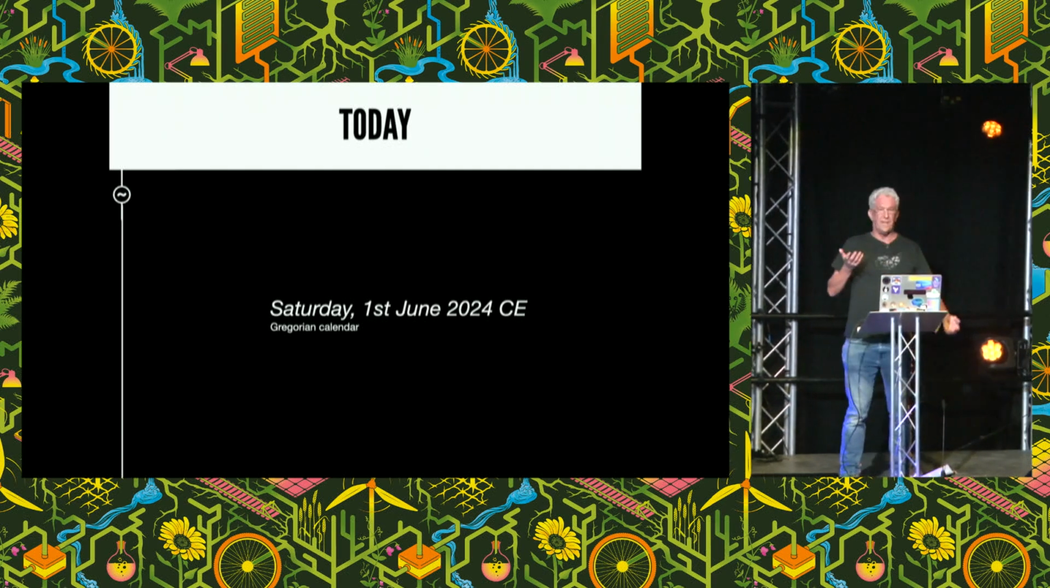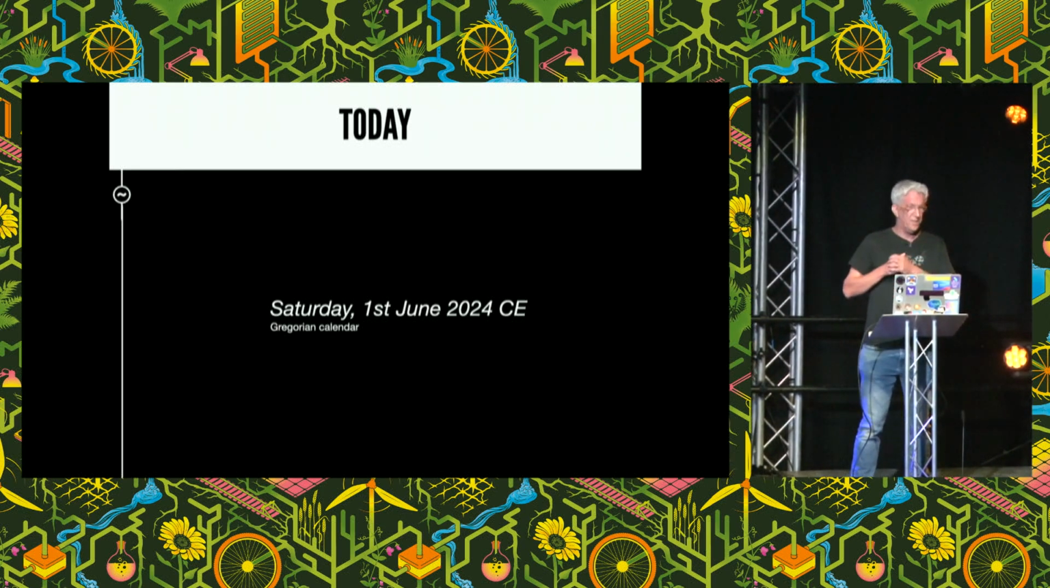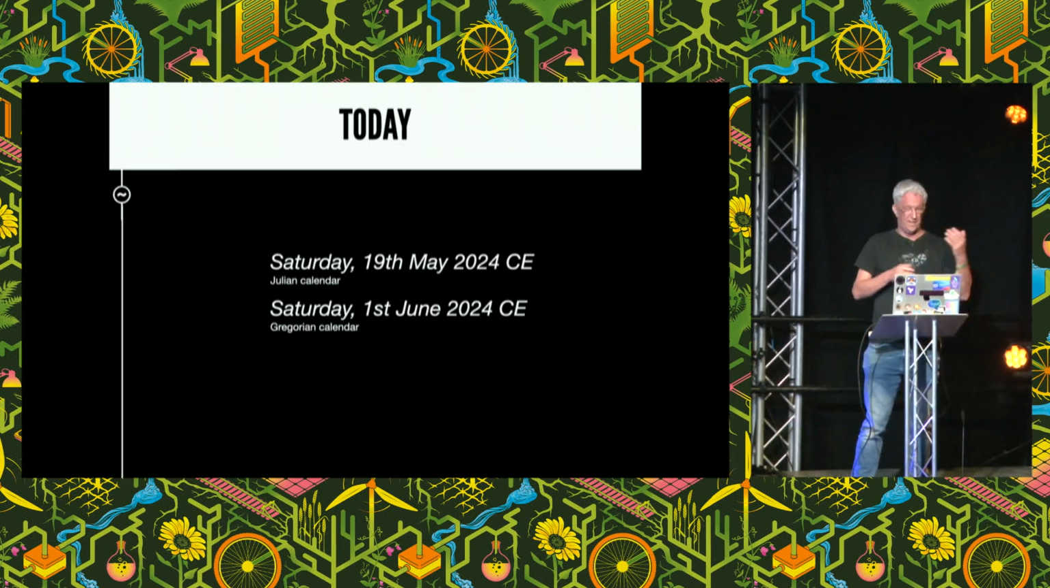So if you look at the calendar on your phone, or the calendar on your wall, if you have one in your tent, it will be the 1st of June, 2024. And that's because we're using the Gregorian calendar. The Gregorian calendar is basically the civil calendar for the world. But it's also the 19th of May, if you're using the Julian calendar. And some Orthodox religions still use the Julian calendar.